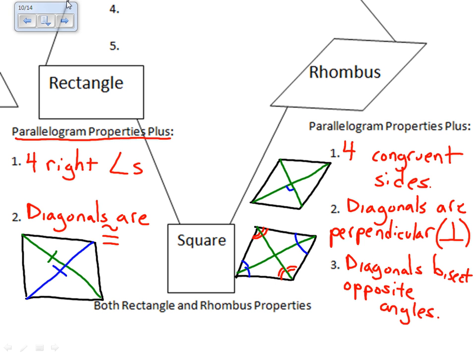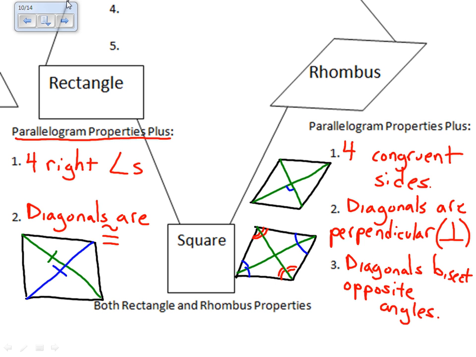So the square is going to have, look at the square. It's going to have all the properties from the parallelogram, because it's above it. It's going to have all the properties of the rectangle, and it's going to have all the properties of the rhombus. Does that make sense? So the square is the most specific type. Okay? Any questions on this little diagram? We are going to fill out the kites and the trapezoids at a later date. So please keep this.